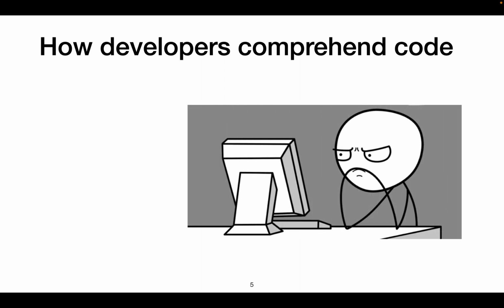Now, how do developers actually comprehend code? There are three types of models by which developers comprehend the code. The first one is the top-down model. In the top-down model, the developer has experience in the project or in the code base, so they know the high-level concepts of it. So if they have to do some work, they just go to the relevant part from high to low level code.